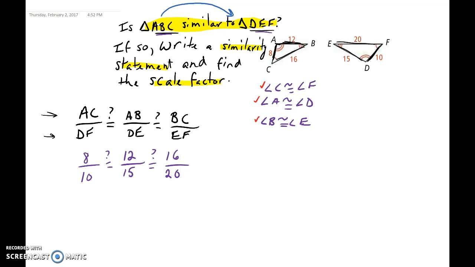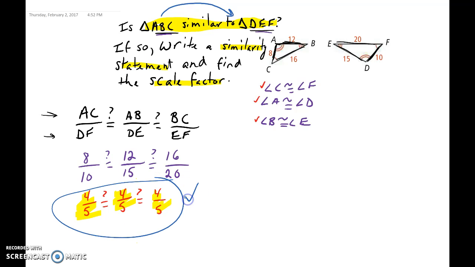All right, now we will reduce all these fractions. 8 over 10 reduces to 4 over 5. And we're asking ourselves, is that equal to 12 over 15, which reduces to 4 over 5? And 16 over 20 reduces to 4 over 5. So since all of these are the exact same ratio, that means that they are proportional. So yes, all of the angles match up and all the sides are proportional. So yes, they are similar.